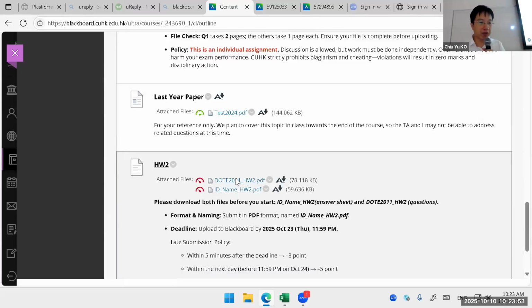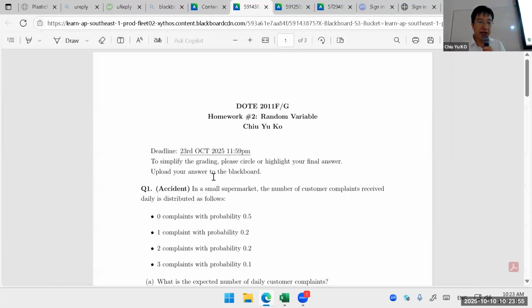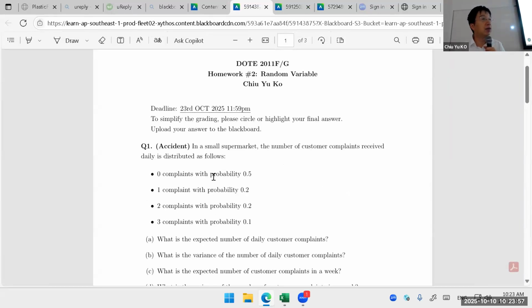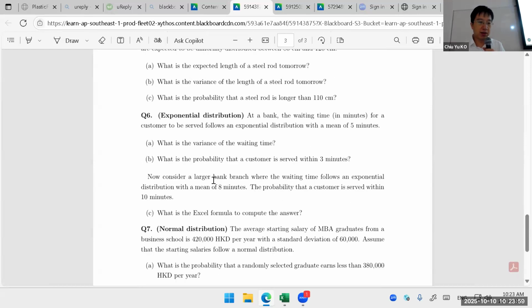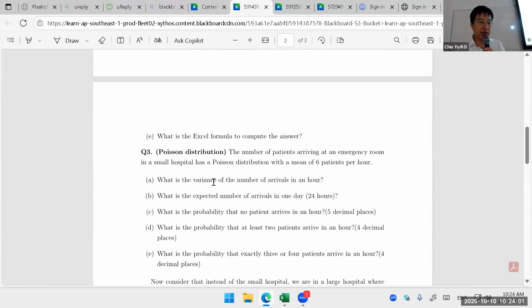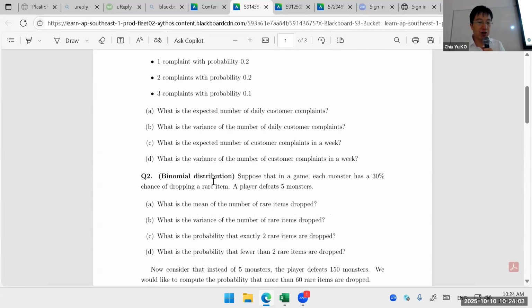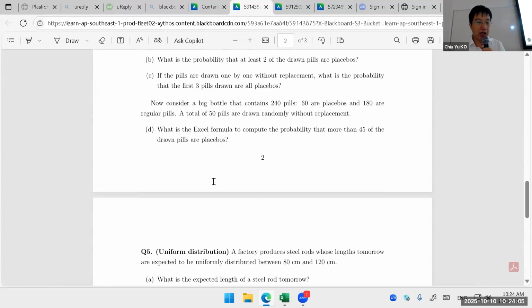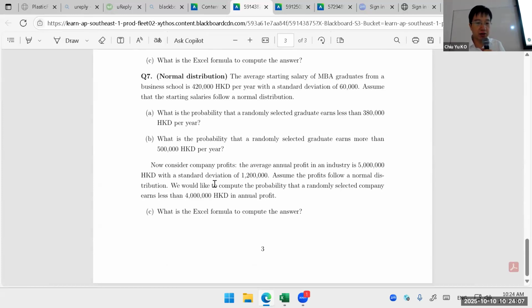And do remember your assignment too. It will be due 2 weeks from now, and it's just 7 questions. Each question asks you to do the binomial, Poisson, hypergeometric, uniform, exponential, and none of them are beyond what we cover in the class. You should be able to do it without a lot of problems.